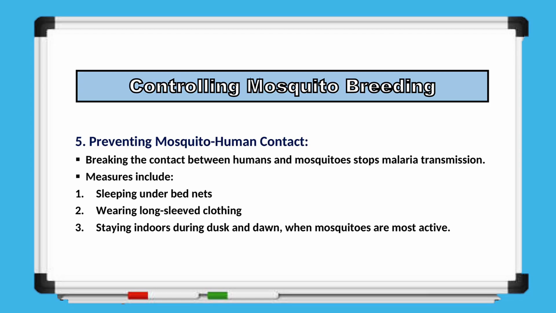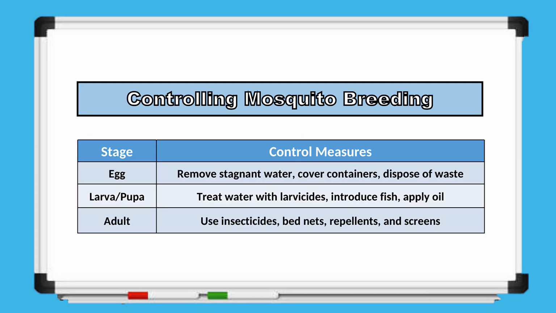Controlling mosquito breeding also involves preventing contact between mosquitoes and humans, which is essential to stop the transmission of malaria. Measures to achieve this include sleeping under bed nets, wearing long-sleeved clothing, and staying indoors during dusk and dawn, when mosquitoes are most active.